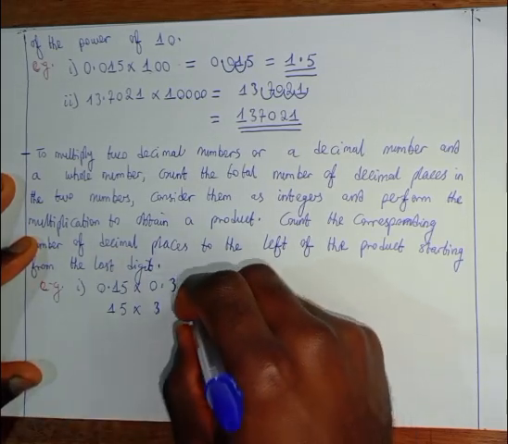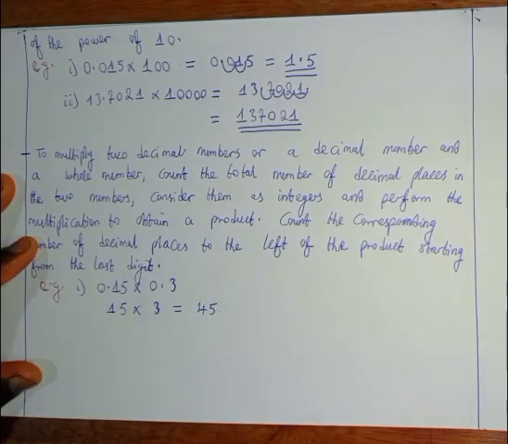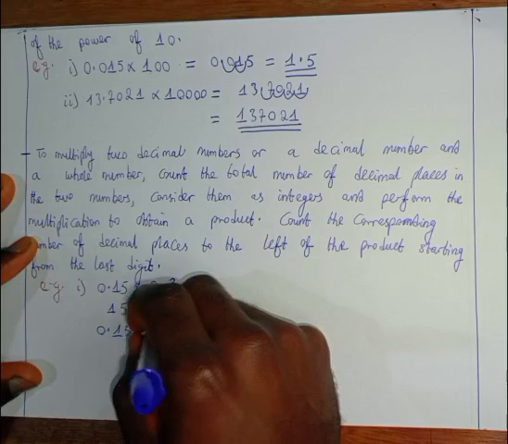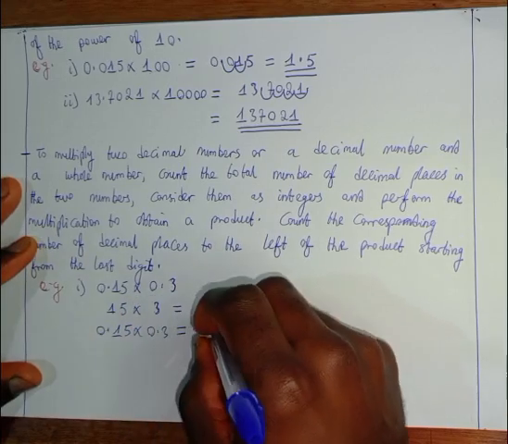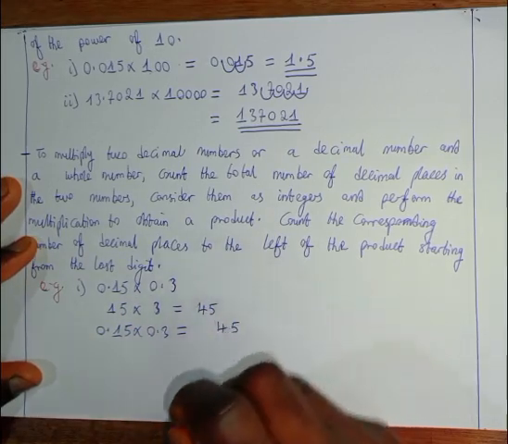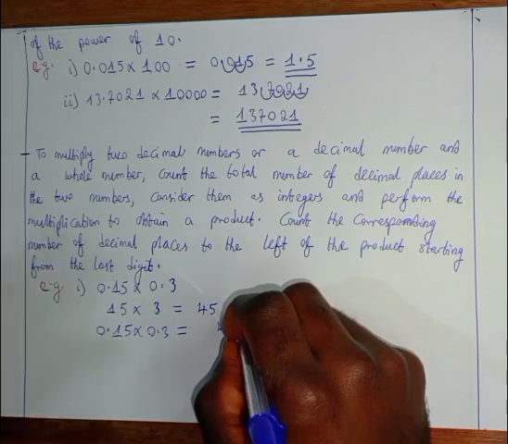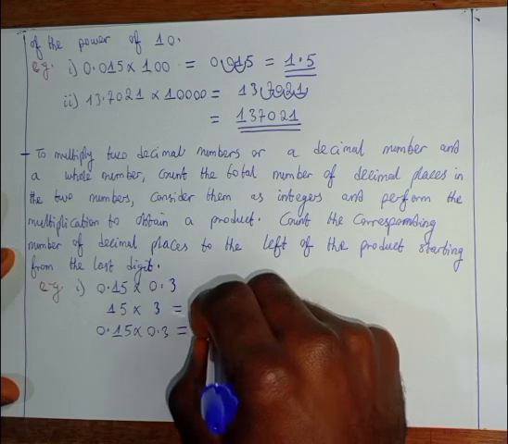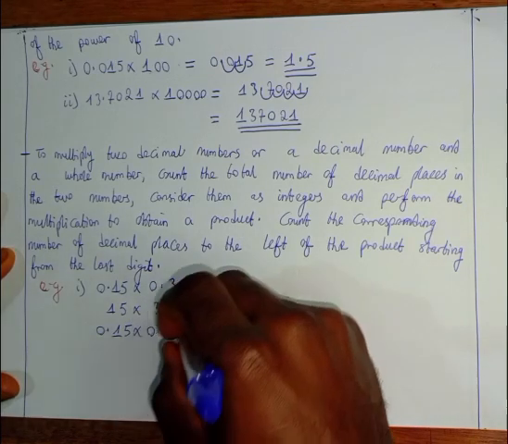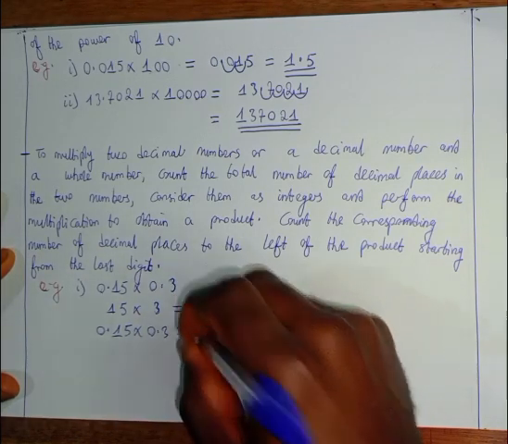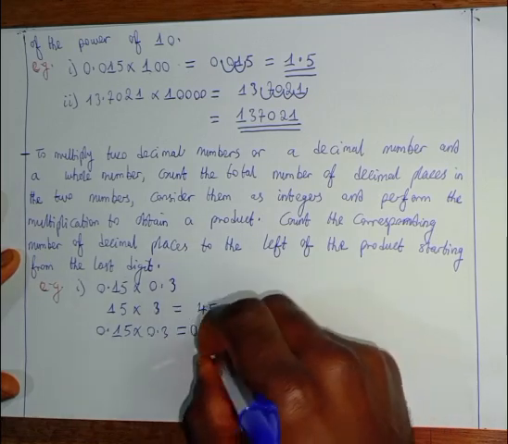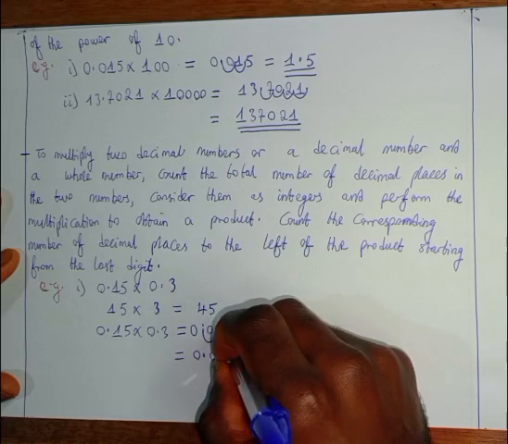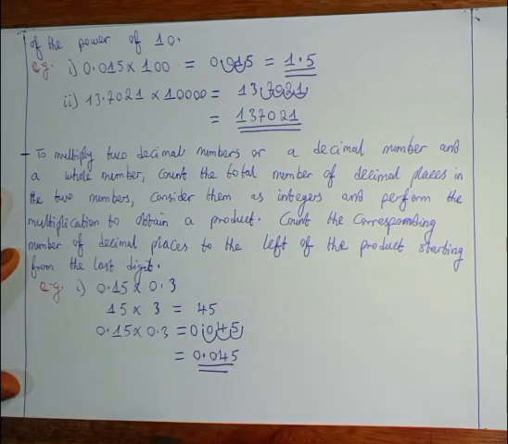15 times 3 gives us 45. Then now 0.15 times 0.3, it will simply be equal to, in the number 45, we are going to move the decimal point 3 places to the left. We are going to take it 1, 2, 3. Then we fill the gaps with zeros. 0 here, 0 here. This will simply be equal to 0.045. This is our answer.